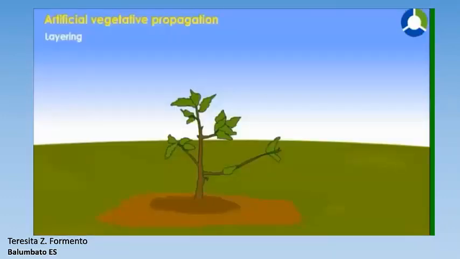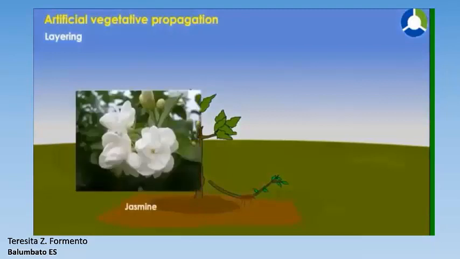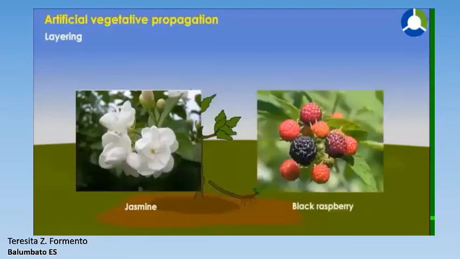Layering. In this method, a lower branch of a plant is bent down close to the ground and covered with moist earth in such a way that its growing tip remains above the soil surface. After a few days, the covered portion of the stem usually produces adventitious roots. The rooted branch is then cut and grown as an independent plant. This method is used to propagate plants such as jasmine, and it occurs naturally in black raspberries.